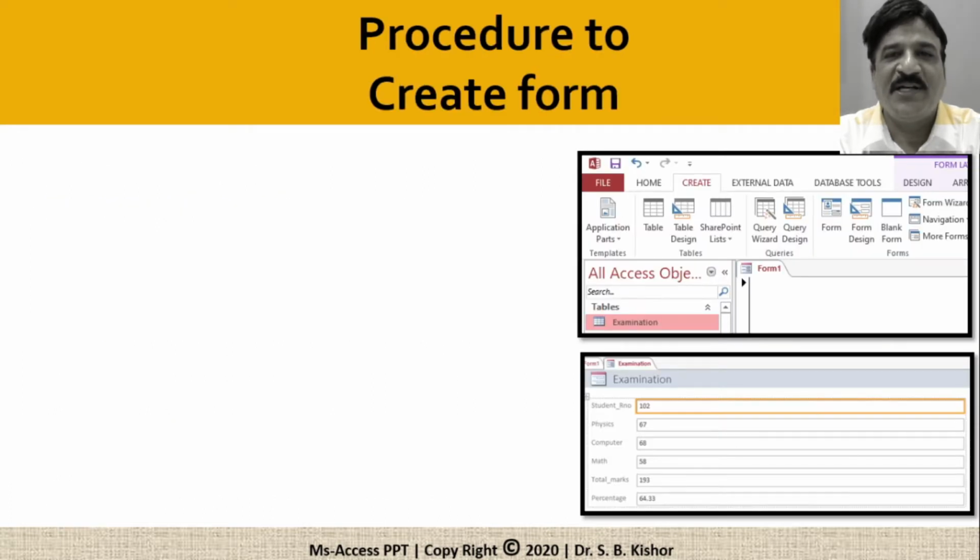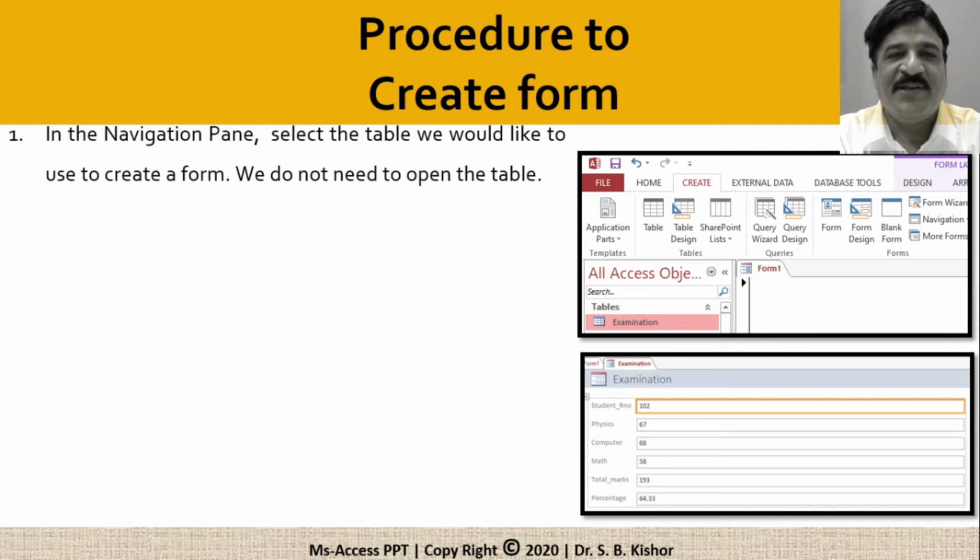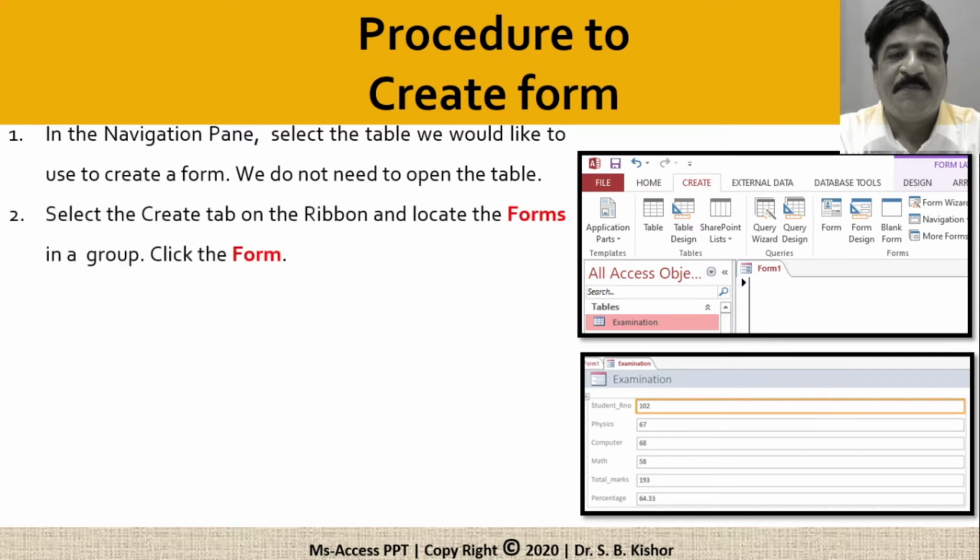Now the procedure to create the form. In the navigation pane, first of all you need to select the table on which you would like to generate the form. It doesn't mean that you need to open the table; you simply select the table. Select the Create tab on the ribbon and locate the Forms group.